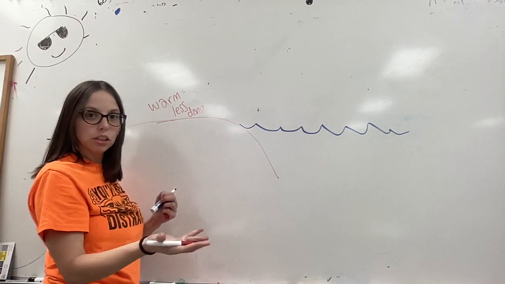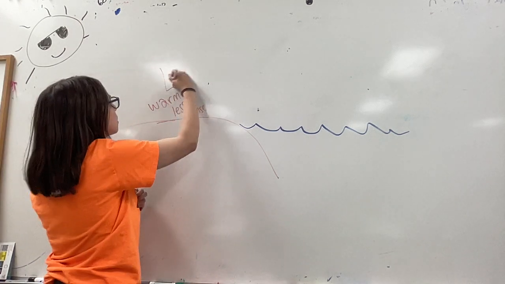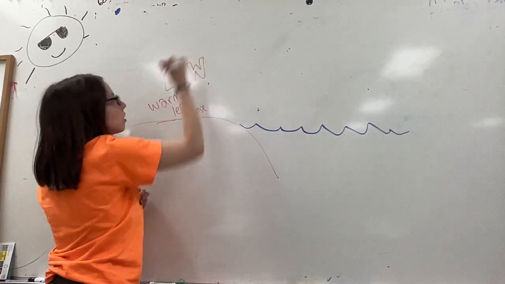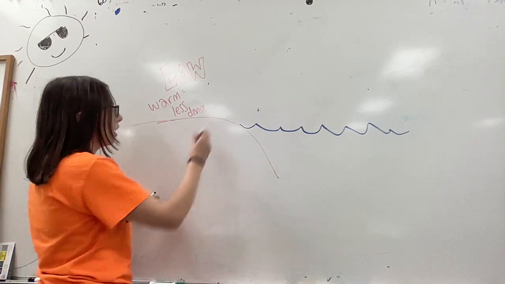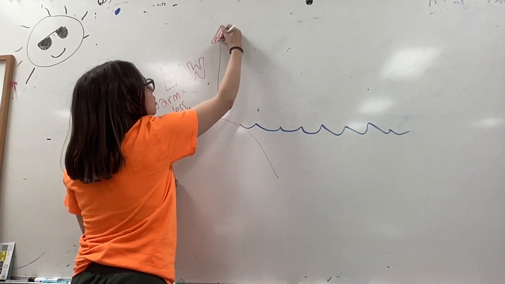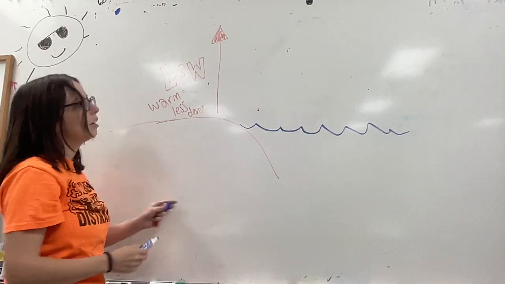What kind of air pressure is that? If it's less dense, it's low. That says low. I know there's a glare on the board. So this air is going to rise. This air is going to rise. Can you see that? Yes, you can. Perfect.